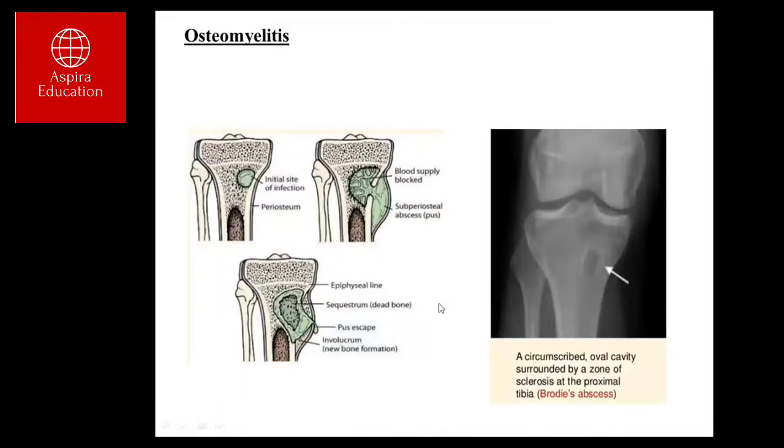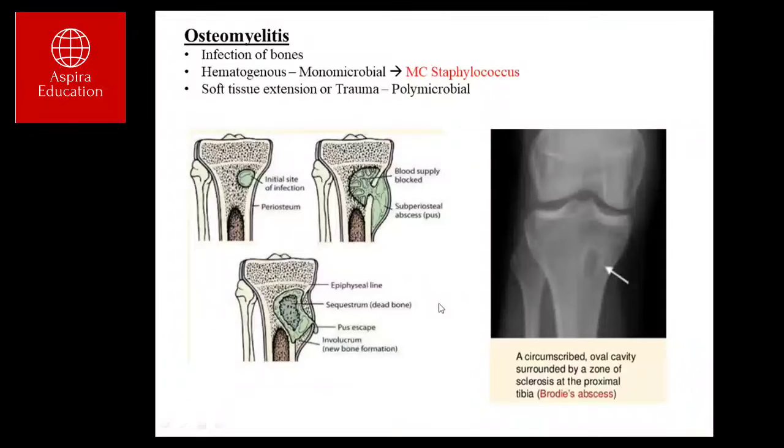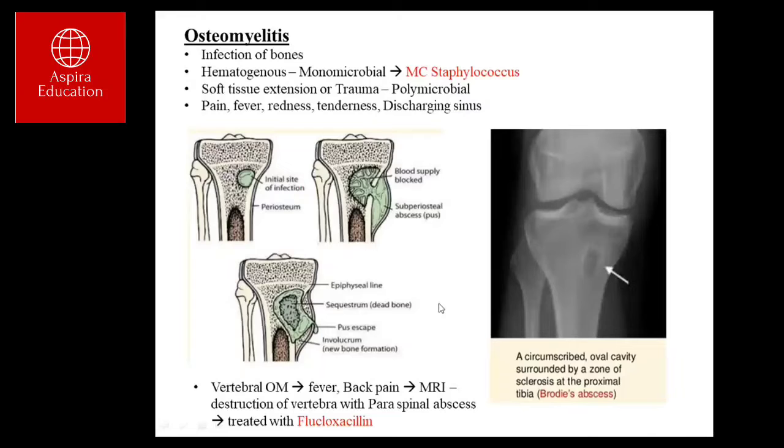Moving on from congenital infection to osteomyelitis. Osteomyelitis means infection of the bone. Usually it's hematogenous, and the most common organism is staphylococci, unless it's a trauma. If it's a trauma, usually it's polymicrobial. The common symptoms could be pain, fever, some redness or tenderness, or a discharging sinus.